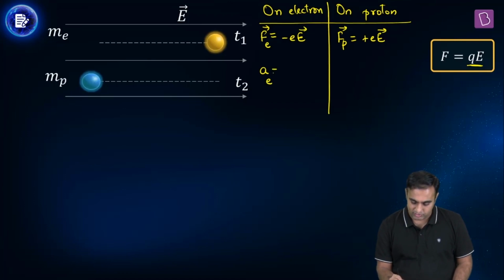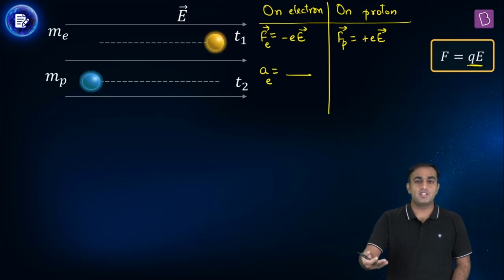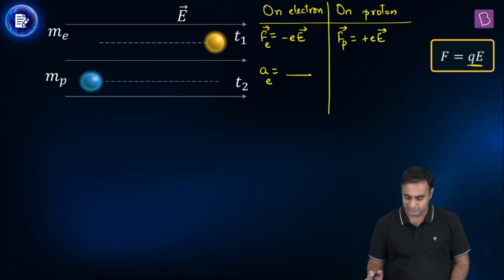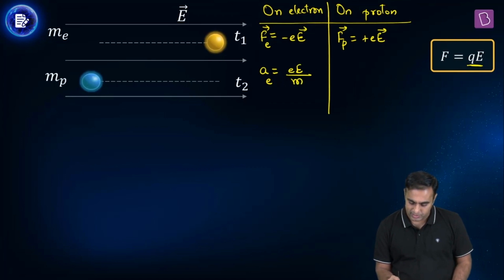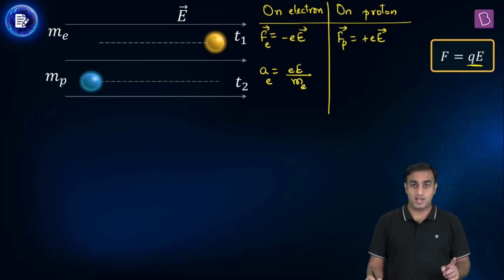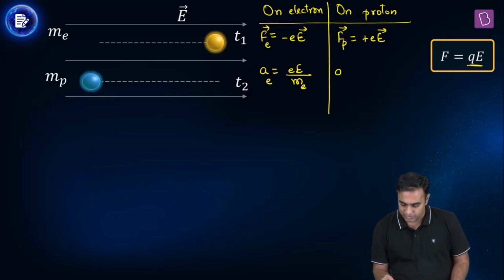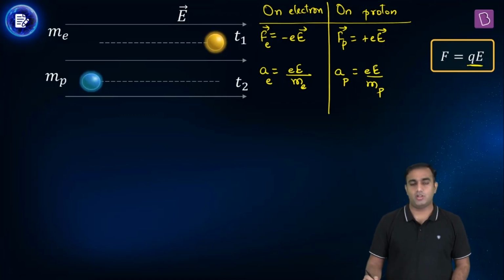Acceleration of electron will be simply force divided by the mass. How do you get it? Newton's second law, of course. It will be small e, capital E, divided by the mass of electron. This is the magnitude. Now, that for proton will be small e, capital E, divided by the mass of proton. Do you notice that these two values are different?